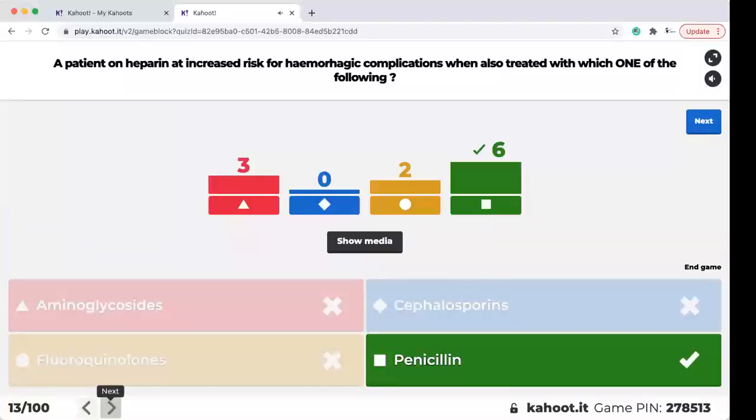Exactly, most of you got it right. We have a patient on heparin, so he has a bleeding tendency. Which one of the following drugs will put him at more risk for hemorrhagic complications? Is it the aminoglycosides, the cephalosporins, the fluoroquinolones, or the penicillins? It is the penicillins. And why is that? Because penicillins cause thrombocytopenia, so this will add to the increased risk of hemorrhagic complications for these patients.